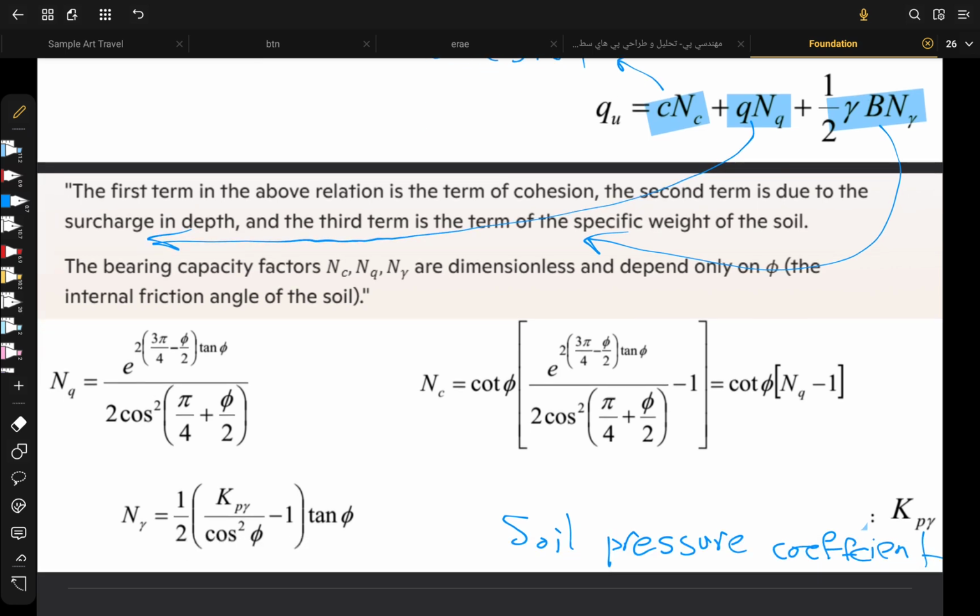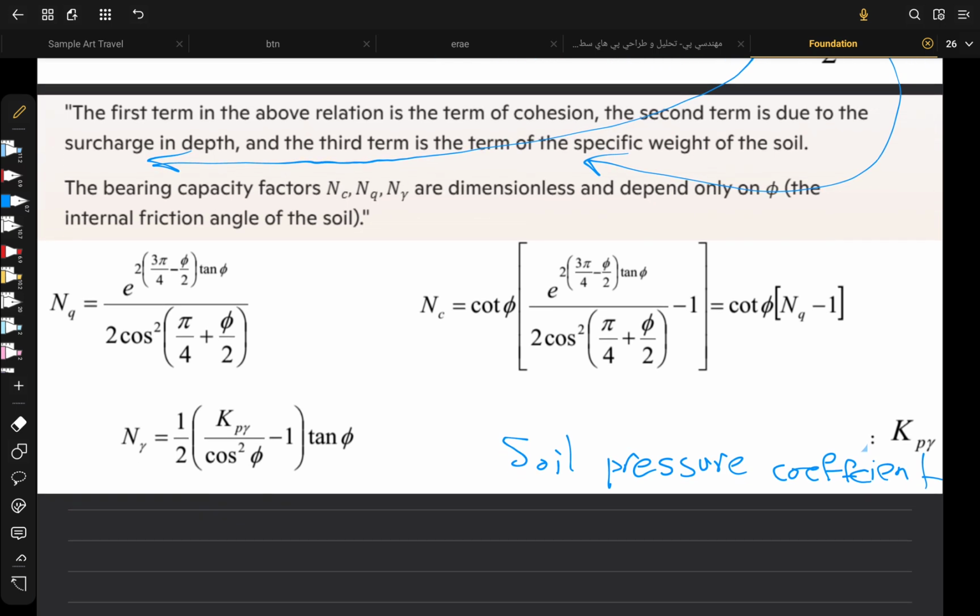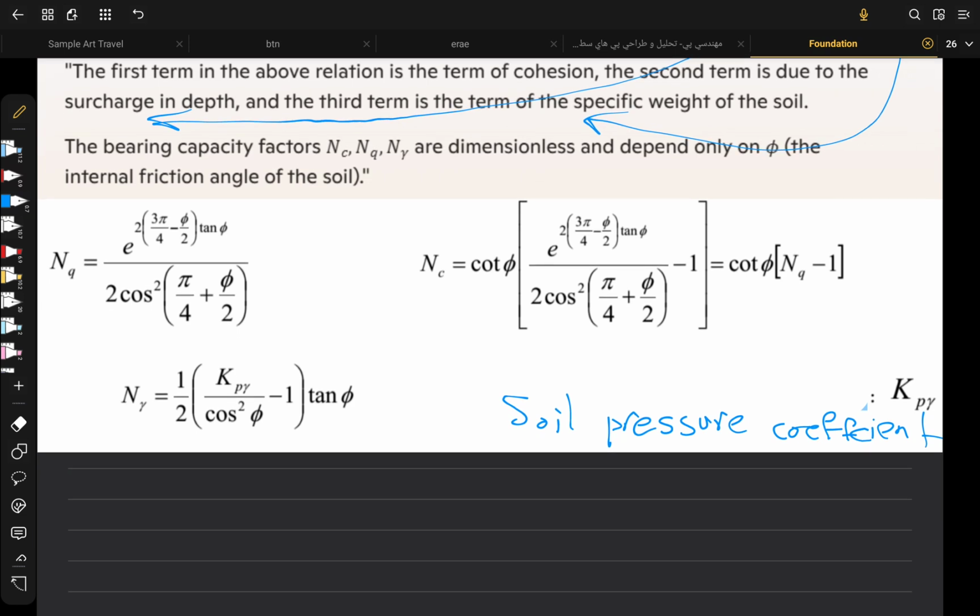The bearing capacity factors Nc, Nq, and N gamma are dimensionless and depend only on the internal friction angle of the soil. Okay, this is the equation for Nq, Nc, and N gamma.